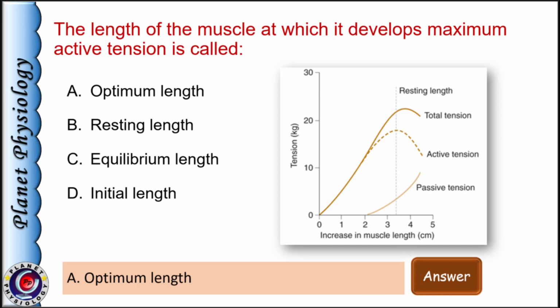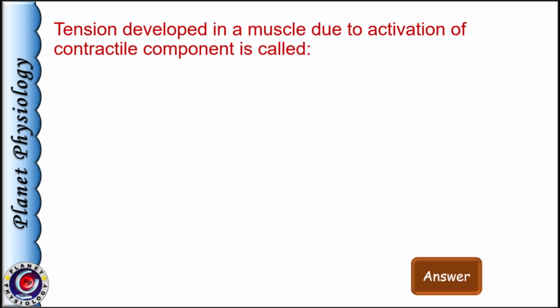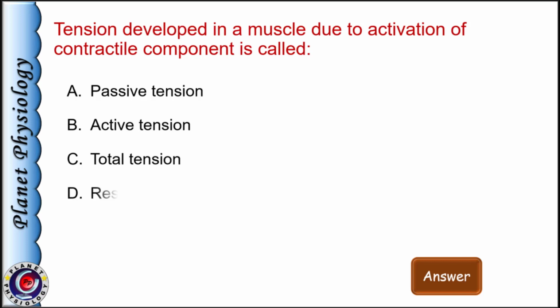Next question. Tension developed in the muscle due to activation of the contractile component is called: A. Passive tension, B. Active tension, C. Total tension, and D. Resting tension.